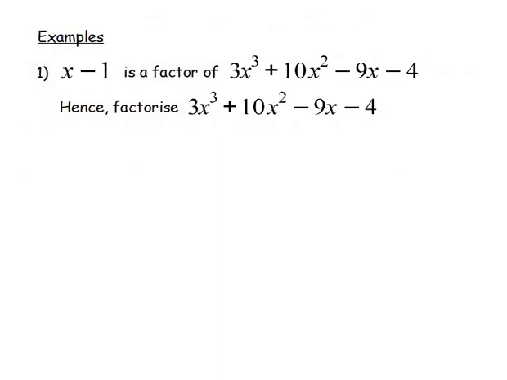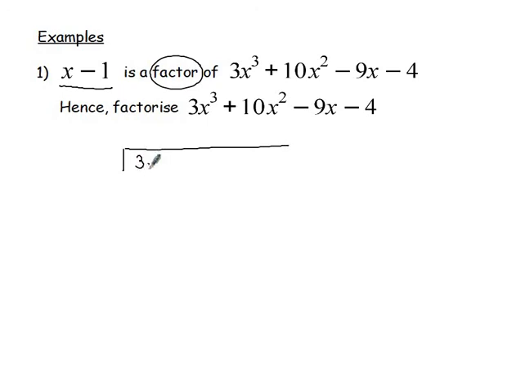So example 1, x minus 1 is a factor of 3x cubed plus 10x squared minus 9x minus 4. Hence, factorise 3x cubed plus 10x squared minus 9x minus 4. You can see at the top, they've given you that x minus 1 is a factor. Because we know it's a factor, we can use this to divide into the polynomial. It doesn't say divide anywhere in the question. You have to use this knowledge to divide, and then once you've divided, we can factorise. So we're going to put the bus stop down.